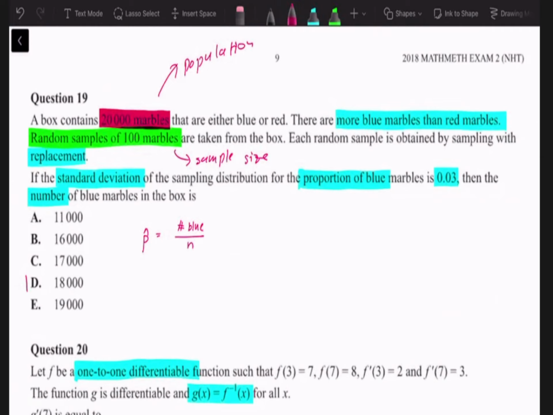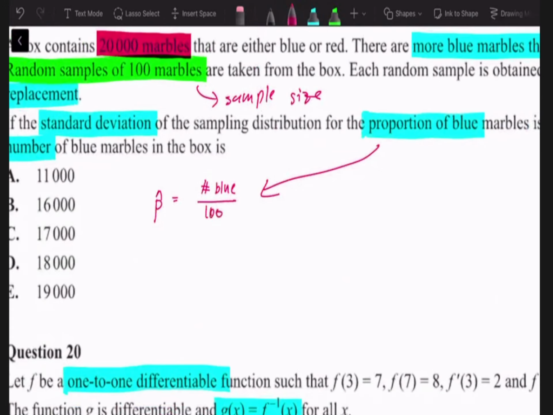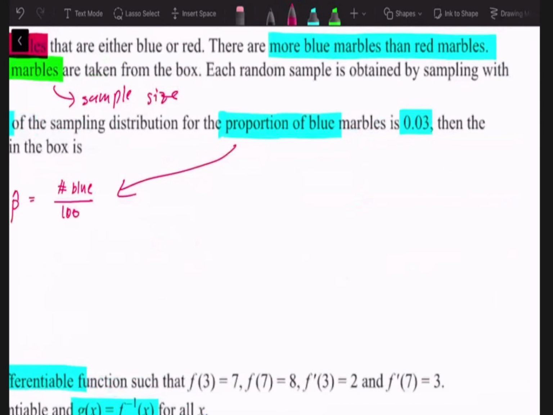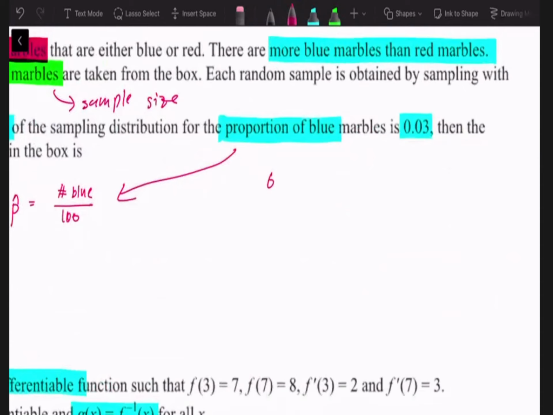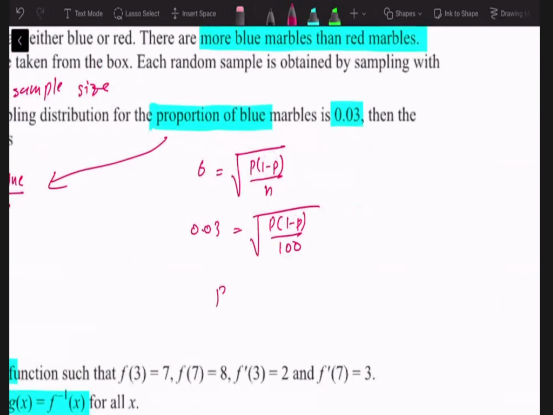So the standard deviation is 0.03, and it's asking for the number of blue marbles. So the proportion is just how many blue marbles there are in the whole box. So it's going to be the number of blue marbles over 100 marbles. The standard deviation in sampling is the square root of P(1 minus P) over N, and the standard deviation is 0.03, and N is 100. So we have this equation, and you can just put that into your CAS to solve it. And I'm pretty sure you get two answers. You get 9 on 10 and 1 on 10.